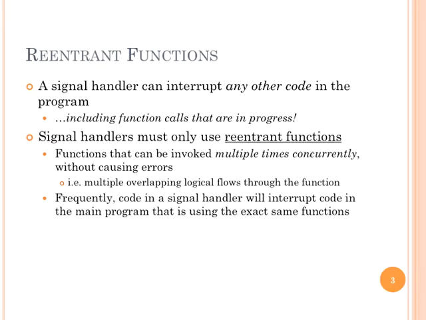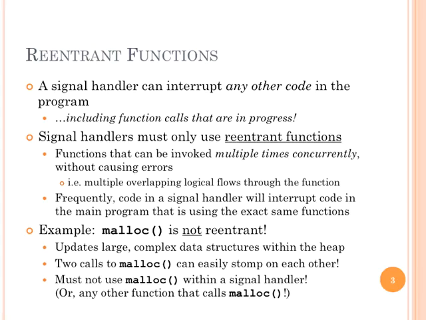And so like I say, frequently code in a signal handler interrupts code in the main program using the exact same functions. malloc was the classic example. We must not use malloc from inside of a signal handler because if we're using it anywhere else in our program, we are highly likely to corrupt our heap, and we probably won't notice that until a subsequent malloc or free call crashes, and then we won't really be able to track this down very easily. So it's best to just be aware of the issue and design around it.